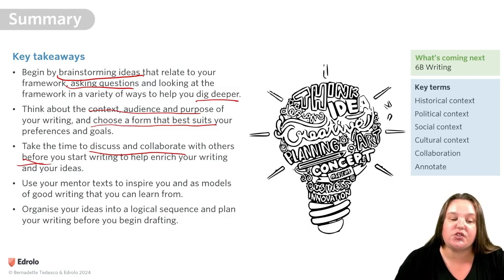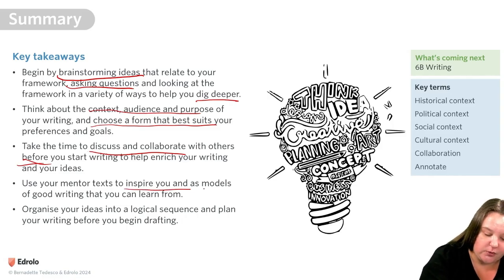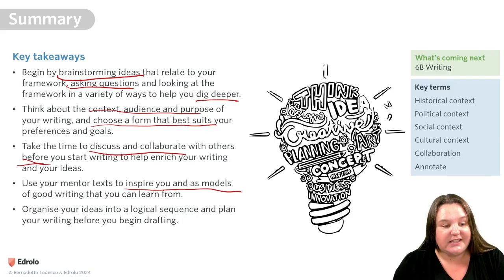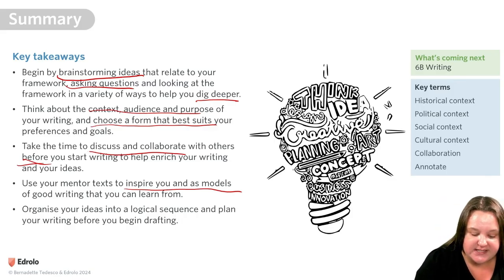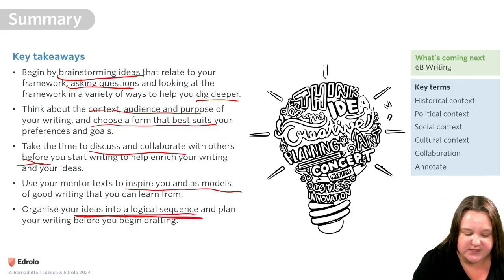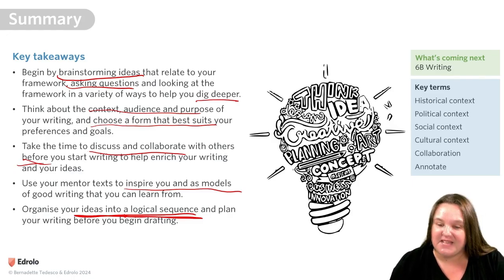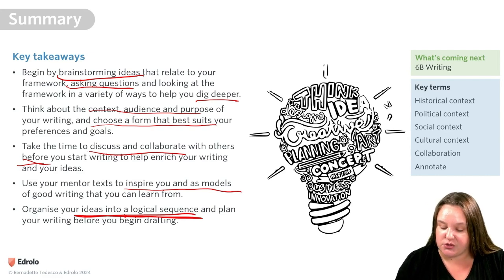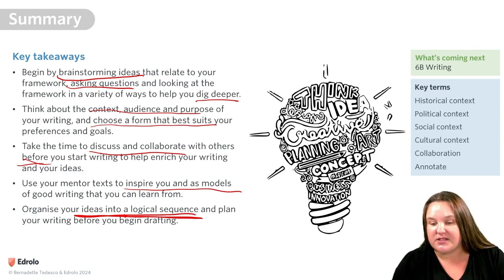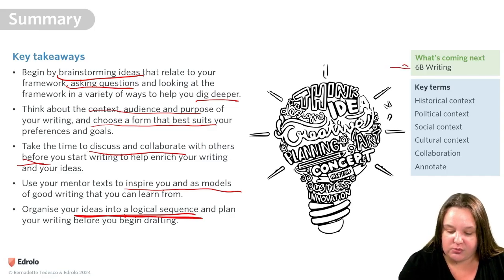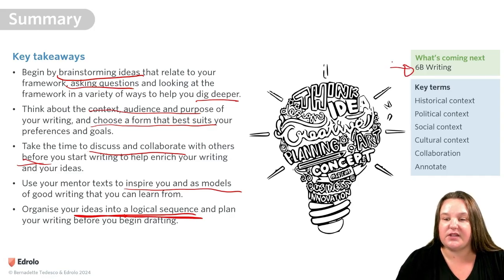You also want to use your mentor text to inspire you and as models of good writing that you can learn from. And finally, you want to organize your ideas into a logical sequence and plan your writing before you begin drafting. Some of the key terms that we've covered are historical context, political and social and cultural context, collaboration, and annotate. In the next lesson, you'll be looking at the writing stage of the writing process.